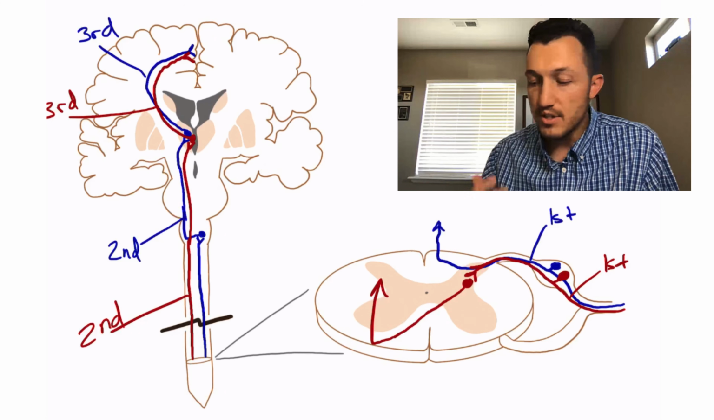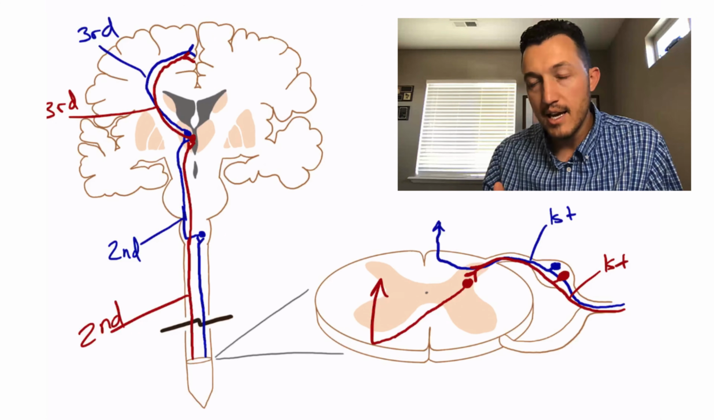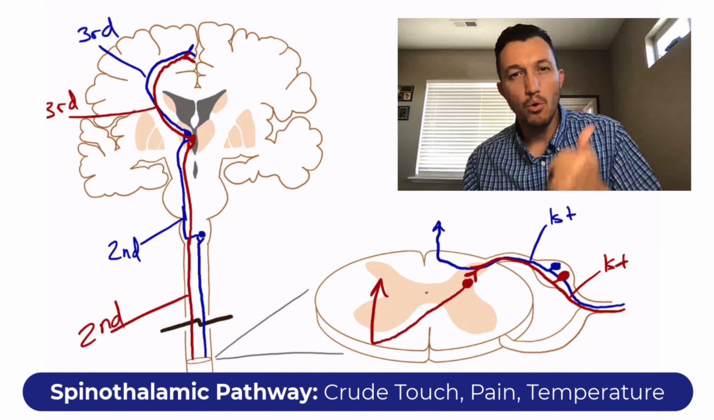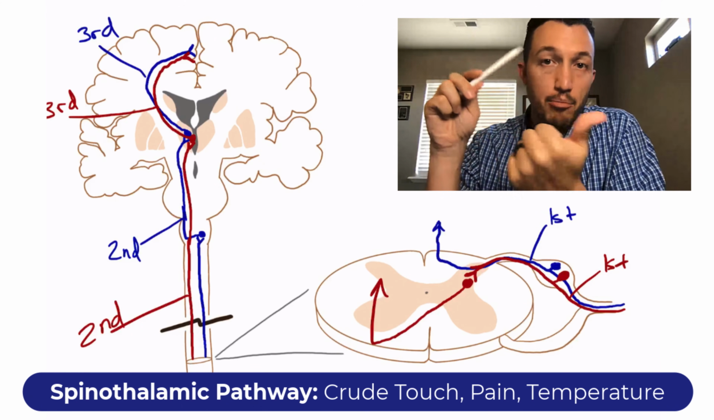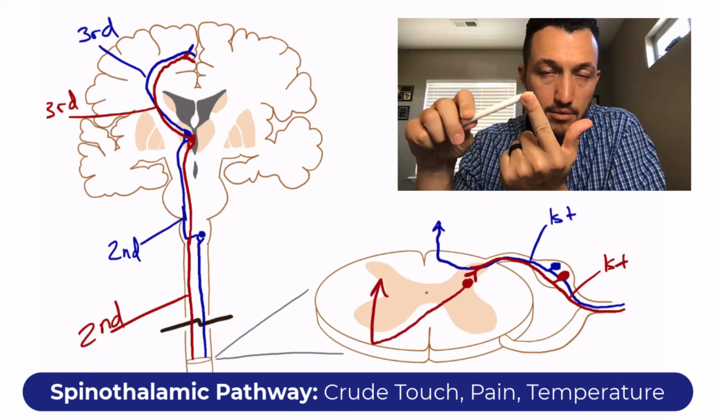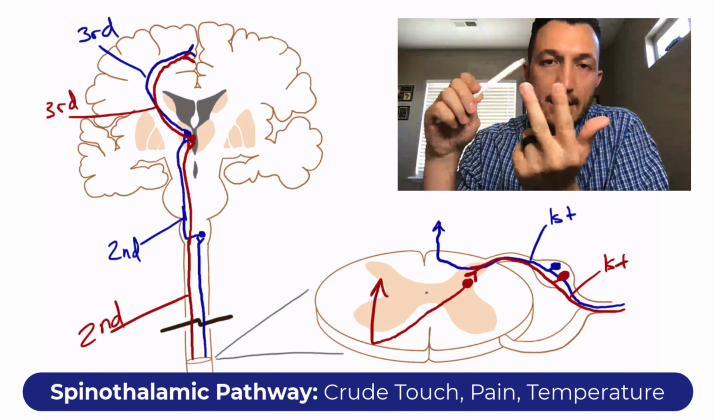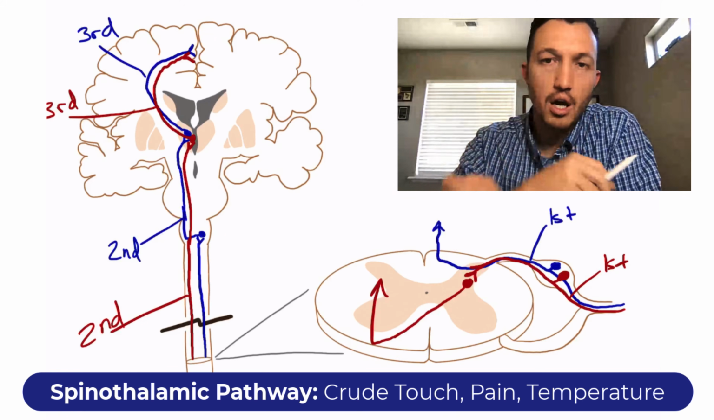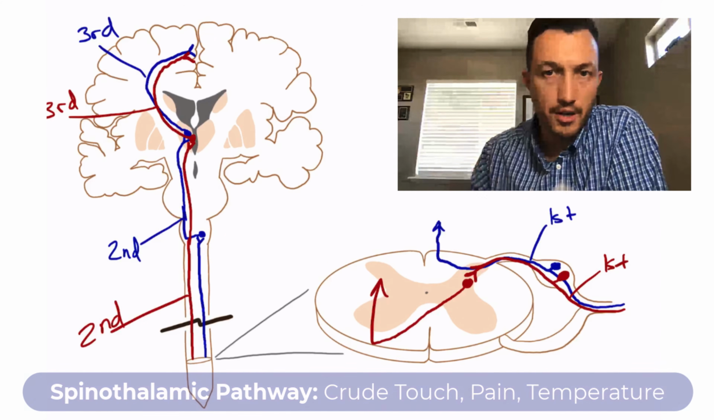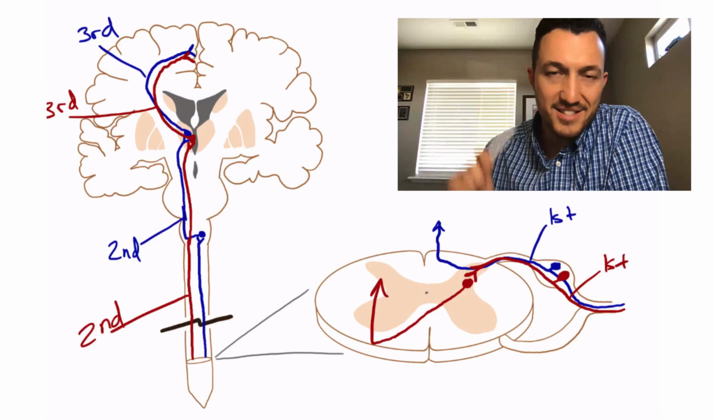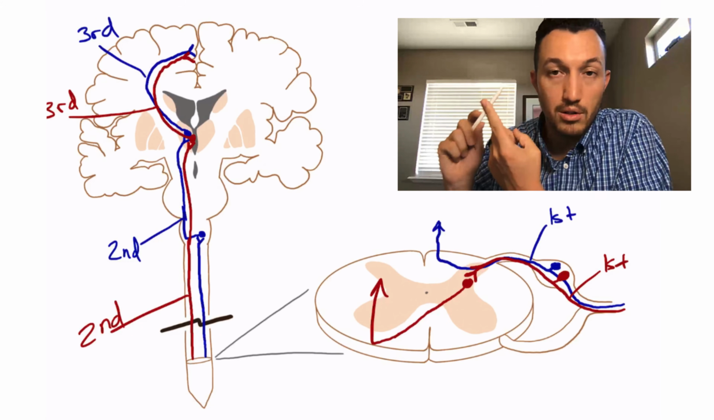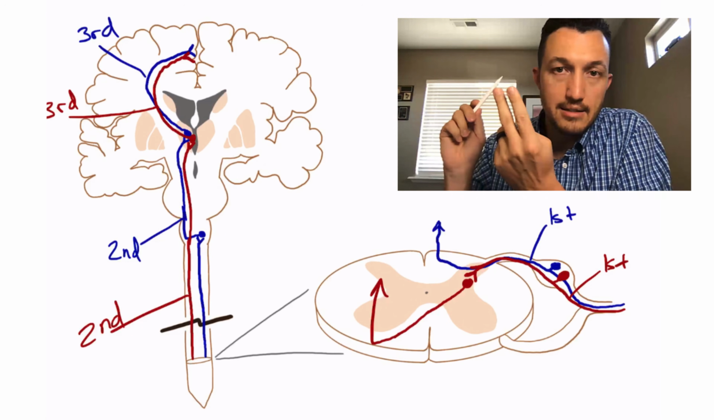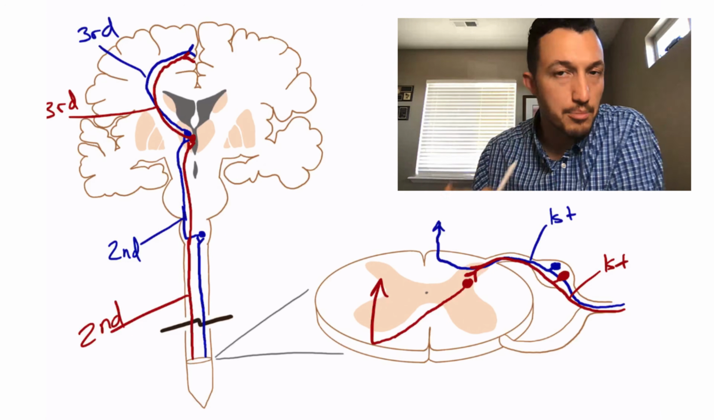Okay. So the spinothalamic pathway then is carrying important information about more crude touch and, importantly, pain information, so pain fibers, and temperature, so crude touch, pain, and temperature on spinothalamic, where with the posterior dorsal column medial lemniscus pathway, we're carrying more light touch as well as vibration and proprioception information.